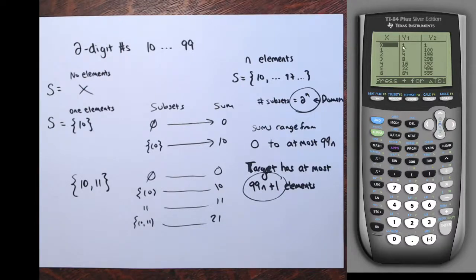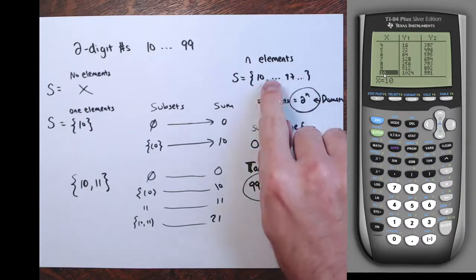So again, 2 to the 0 is not bigger than 99 times 0 plus 1. This is powers of 2, and we want y1 to be greater than y2. When does that happen? Well, it's not happening yet, for x equals 2, 3, 4, 5, 6, 7, 8, 9, 10. Oh, there we go. 10. So I need 10 elements.